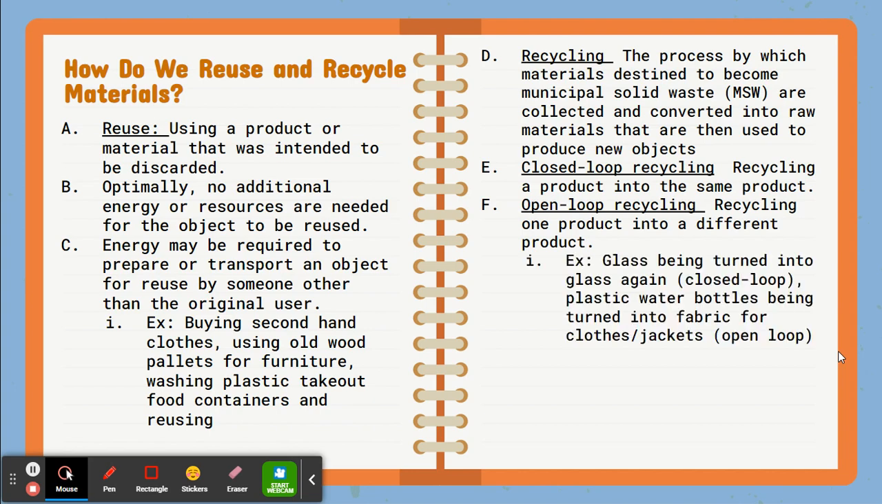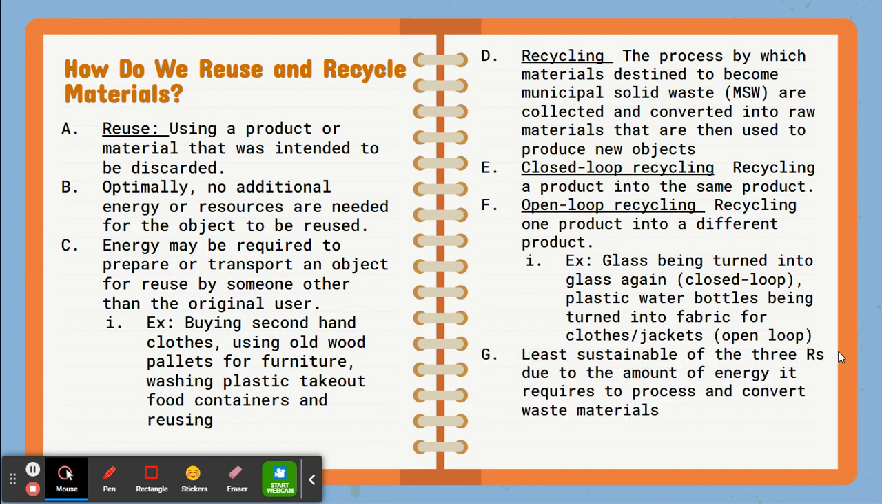So some examples: glass being turned into glass once again, right? Throwing away a glass bottle but reusing it to make another glass bottle, that's closed loop. But let's say turning plastic water bottles into a form of fabric for clothes or for jackets, that would be an example of open loop recycling, because that plastic was once a plastic water bottle product and then those raw materials were broken down and changed into something else.